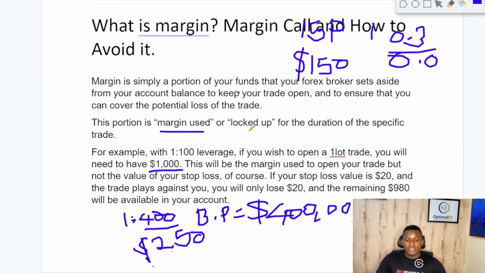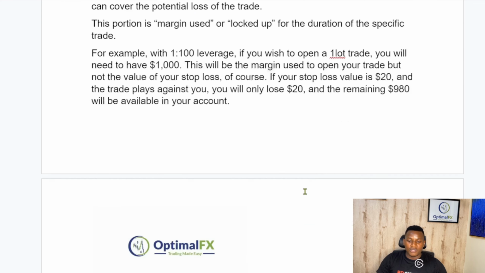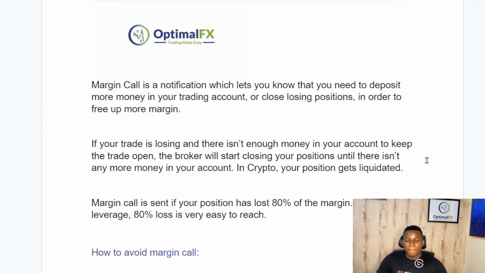So the margin used, or rather the margin locked up, will be $250. That is the amount your broker will be needing to lock up to ensure that you can actually cover the potential loss of that trade. So they lock up $250 and you still have $750 that is free, which we call free margin, because you can take other positions using that money. Okay, perfect. Let's continue. Let's talk about margin call.